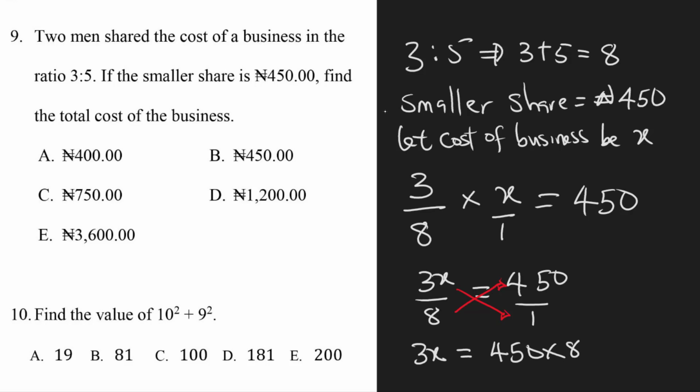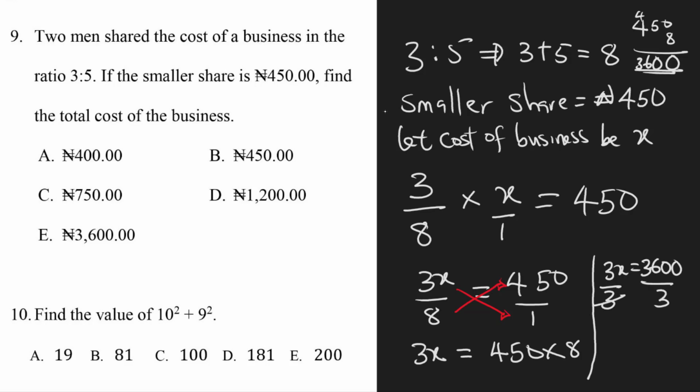And 450 times 8, we have 3x equals, so let's multiply the 450 up here. 450 times 8. So 8 times 0 is 0. 8 times 5 is 40. Put 0, carry 4. 8 times 4 is 32. And 32 plus 4 is 36. Right? So we have 36. So 3x goes to 3,600. So divide both sides by 3.